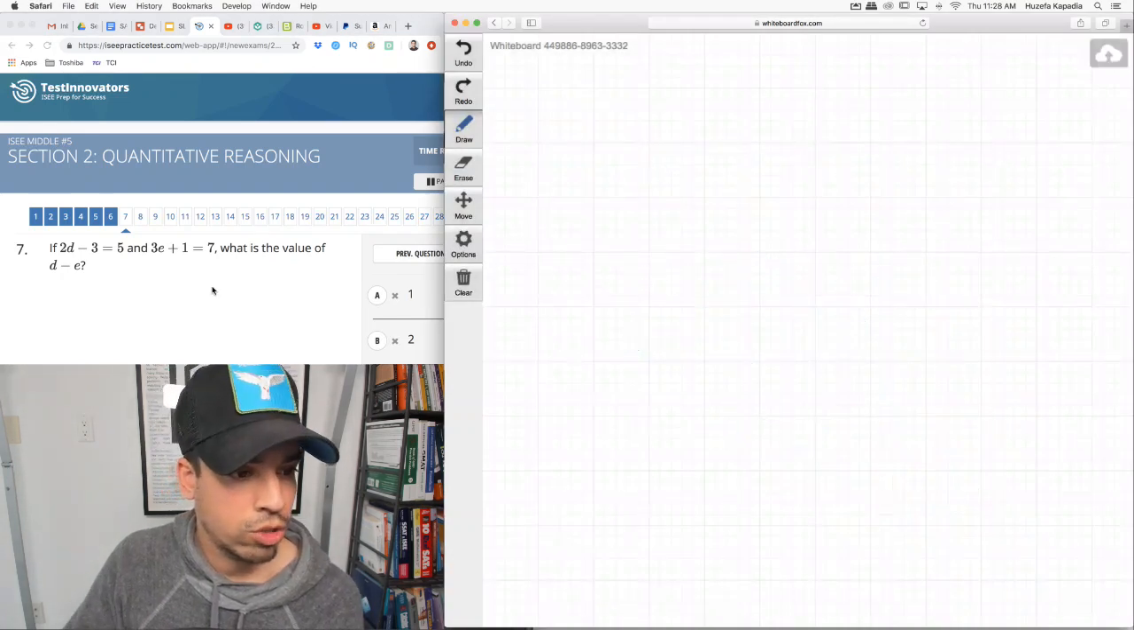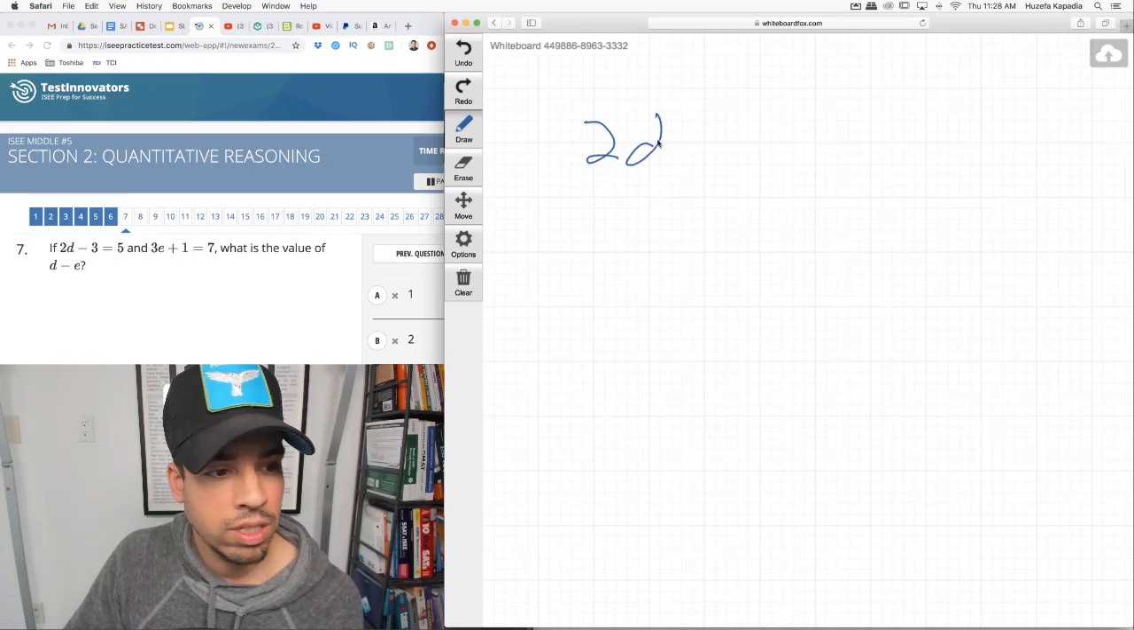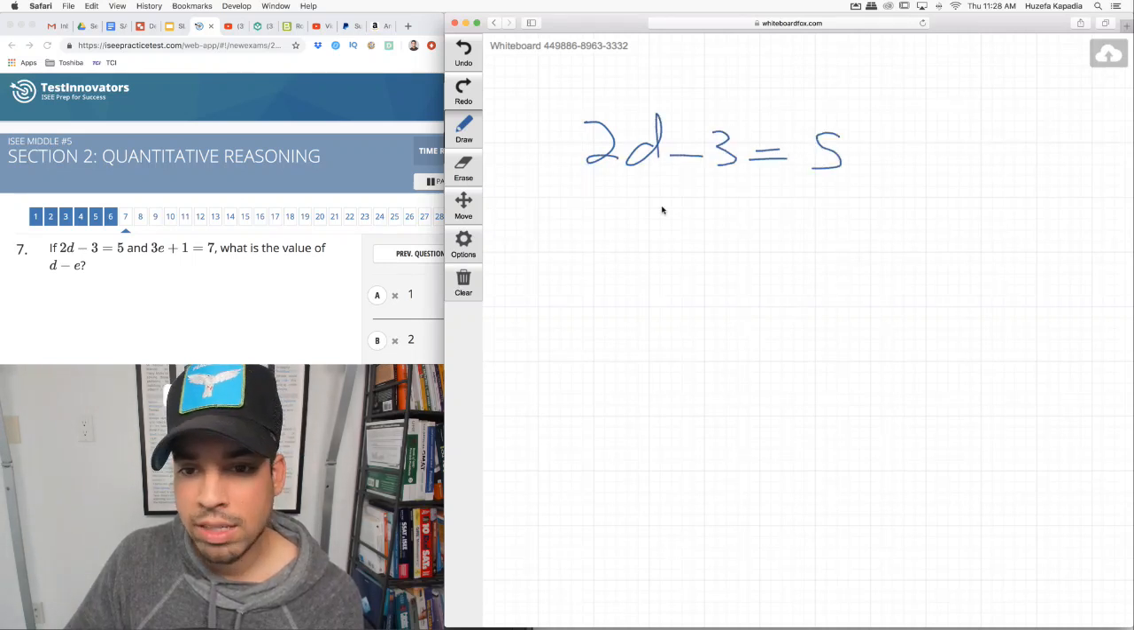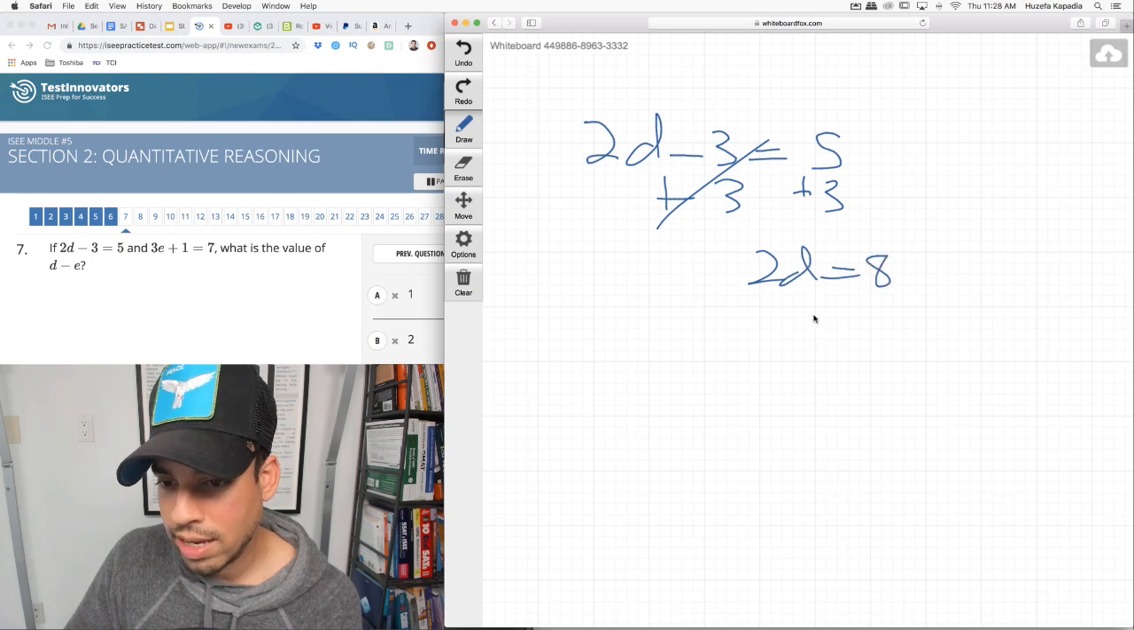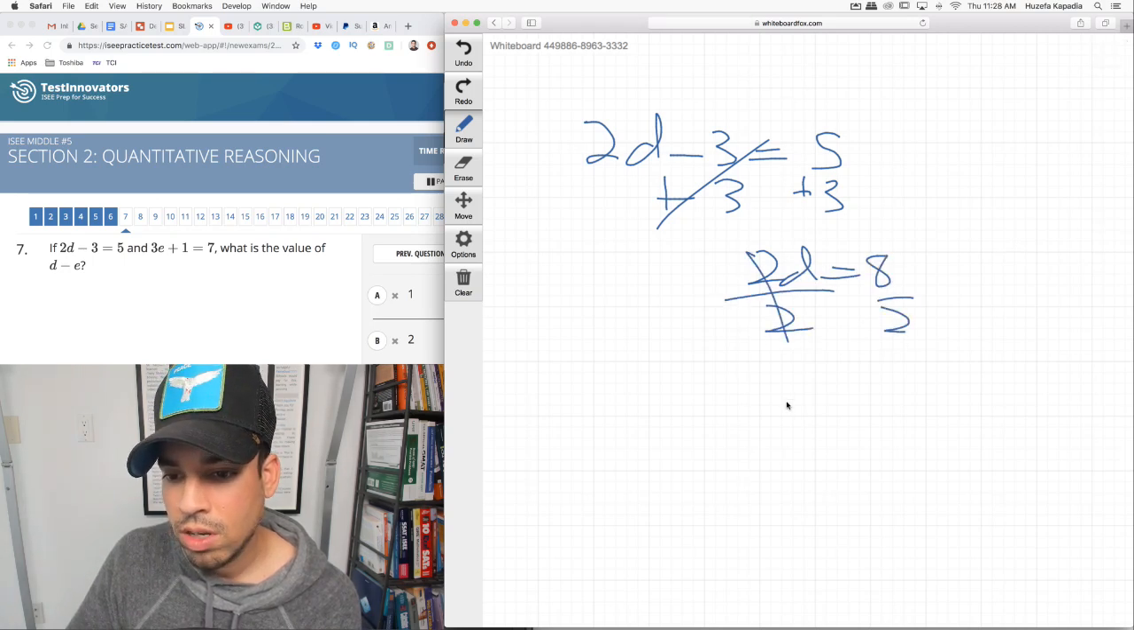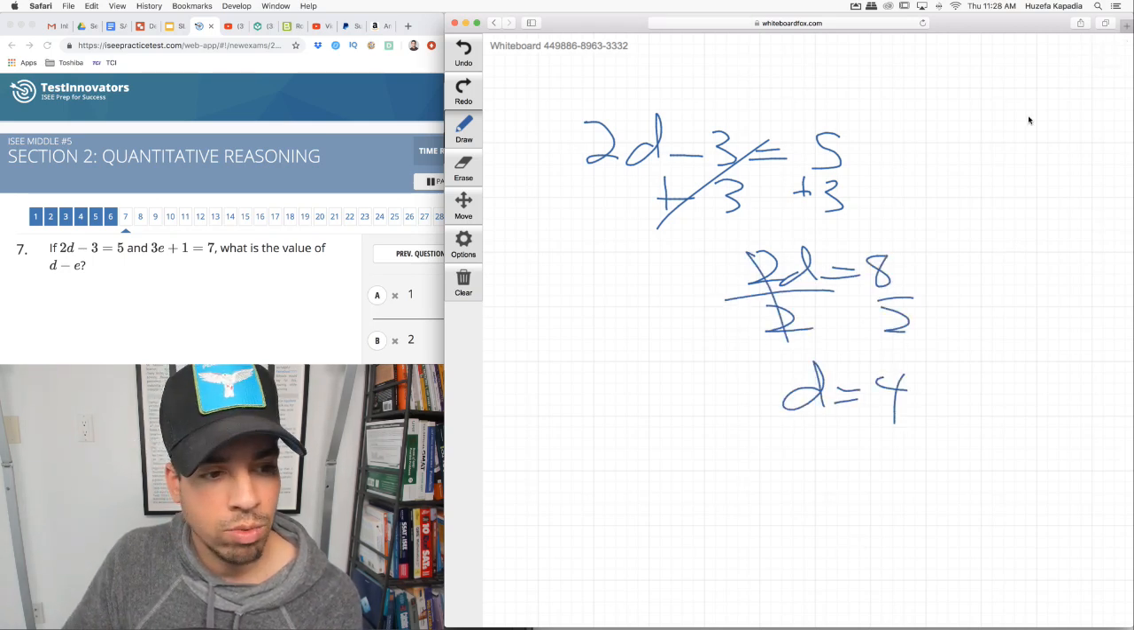All right, we got 2 equations with the value d minus e. So let's solve for d first. Isolate, right? I'm going to add 3 to both sides, and I get 2d equals 8. Divide by 2, divide by 2. d equals 4. And then what about e?